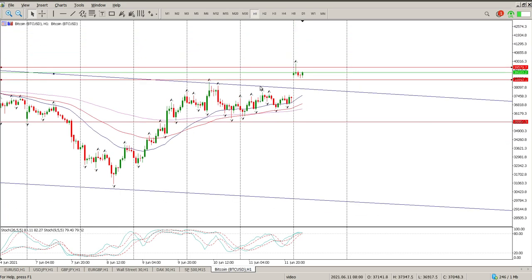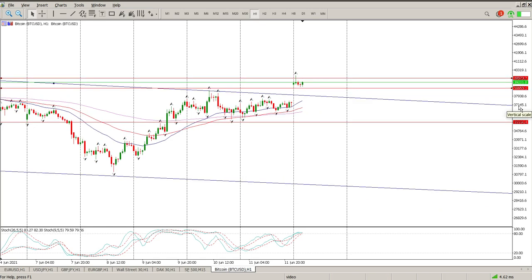I think these two levels are the key ones. So I've just switched to the hour, and you can see a bit of confusion at the moment, but we've just got Asia open right now. So 39,600 is the area we need to break and hold. If we can break and hold it, then we start looking for new opportunities to buy.